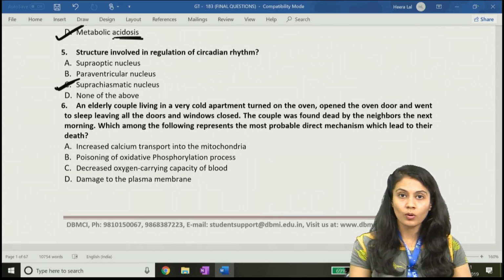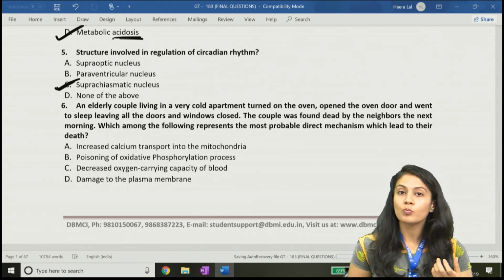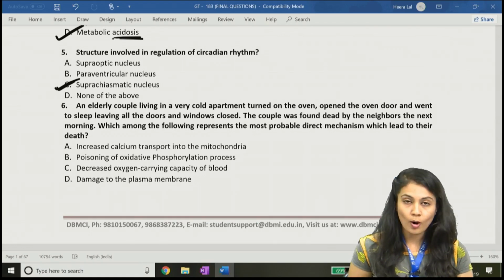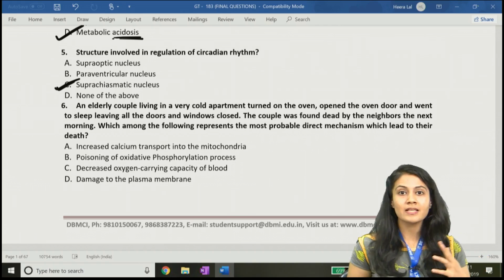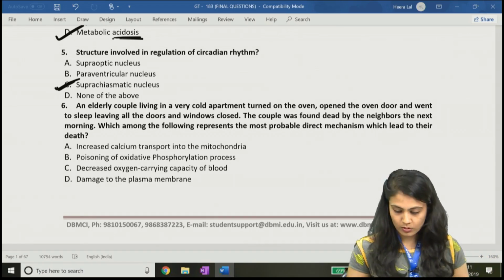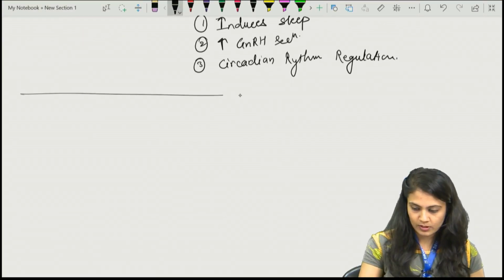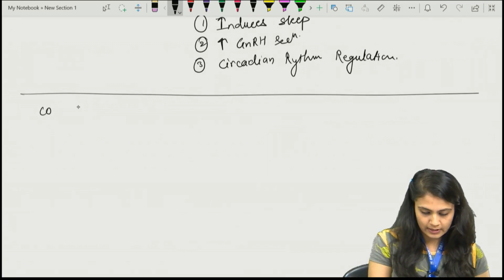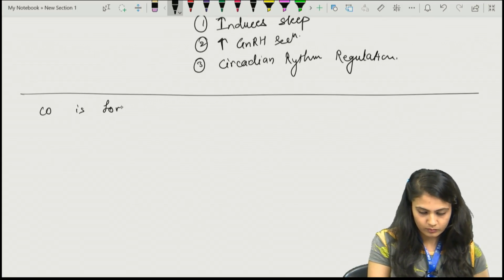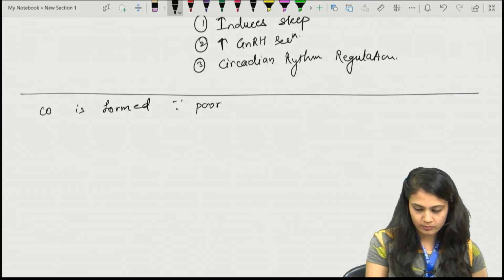So what happened over here? They turned on the oven, so CO, carbon monoxide, is formed, and why? Because there is no cross ventilation, because all the doors and windows are closed. So basically in this scenario, the carbon monoxide is formed due to poor ventilation.